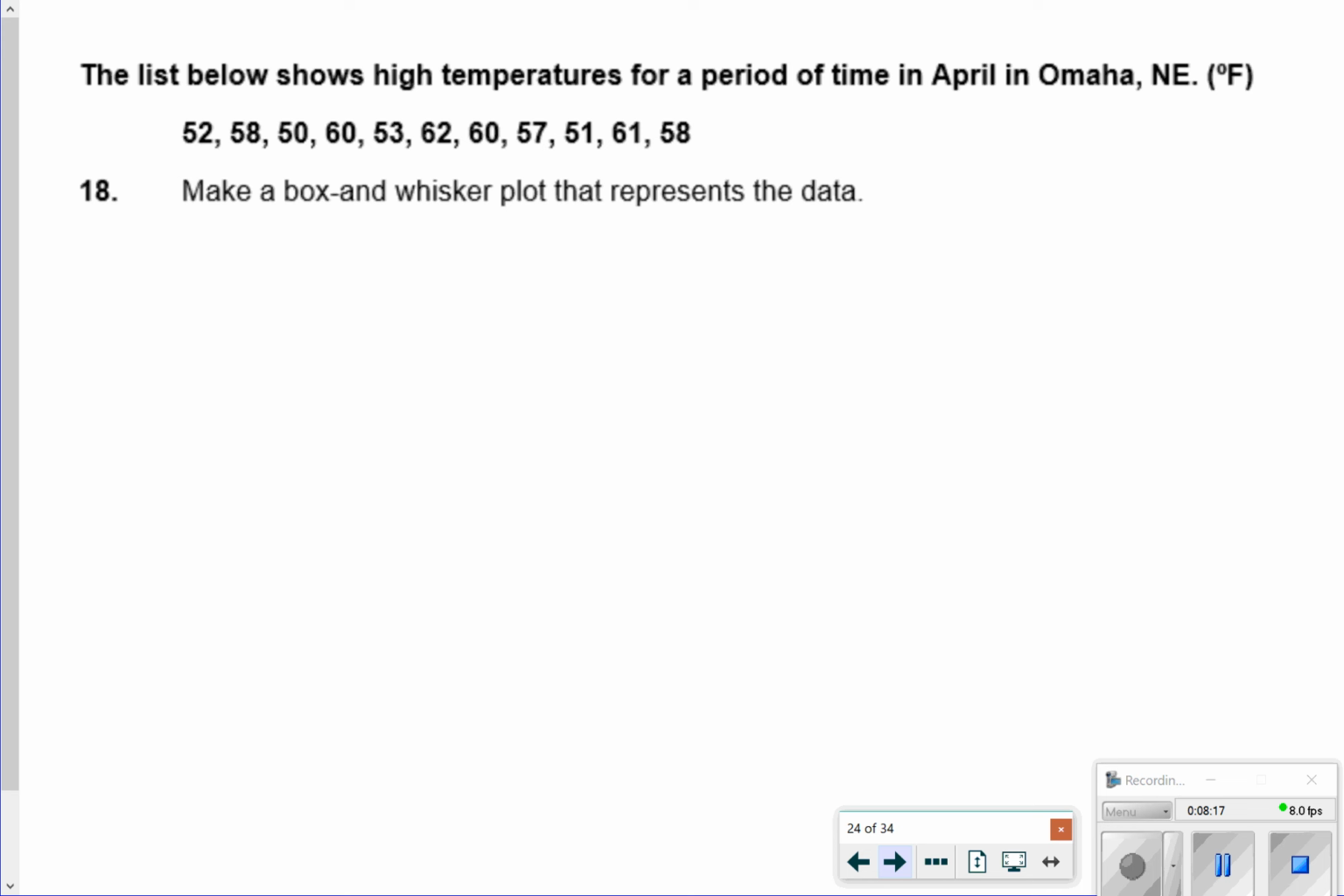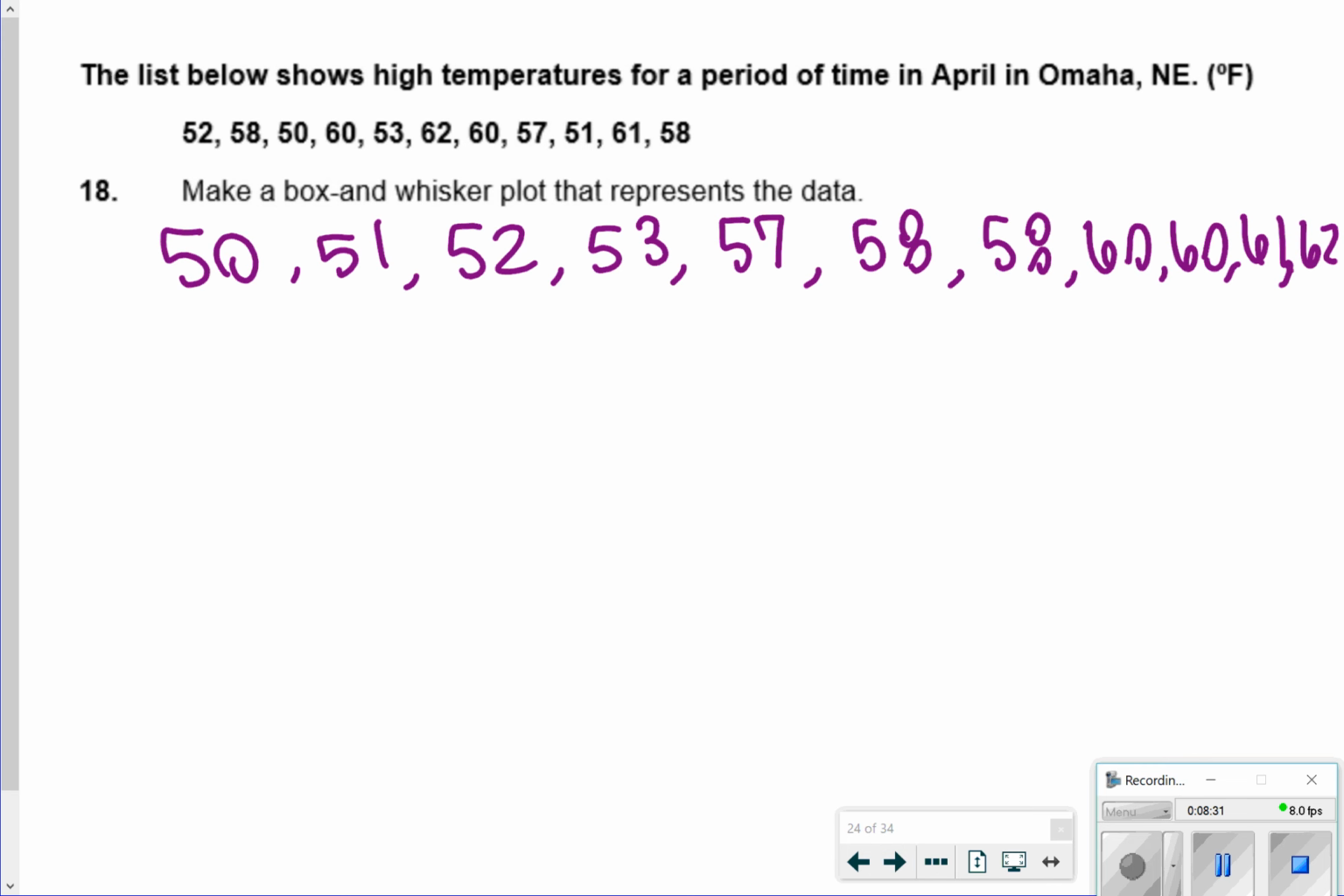Okay. For number 18, it said make a box and whisker plot that represents the data, and these are all temperatures that show for the period of time in April in Omaha. So first we need to go ahead and write our data from least to greatest order. So here I have all of my values. Now what I need to find first is the median. So what I'm going to do is I'm going to check off one from the left, one from the right, so I don't accidentally cut off any of my numbers.